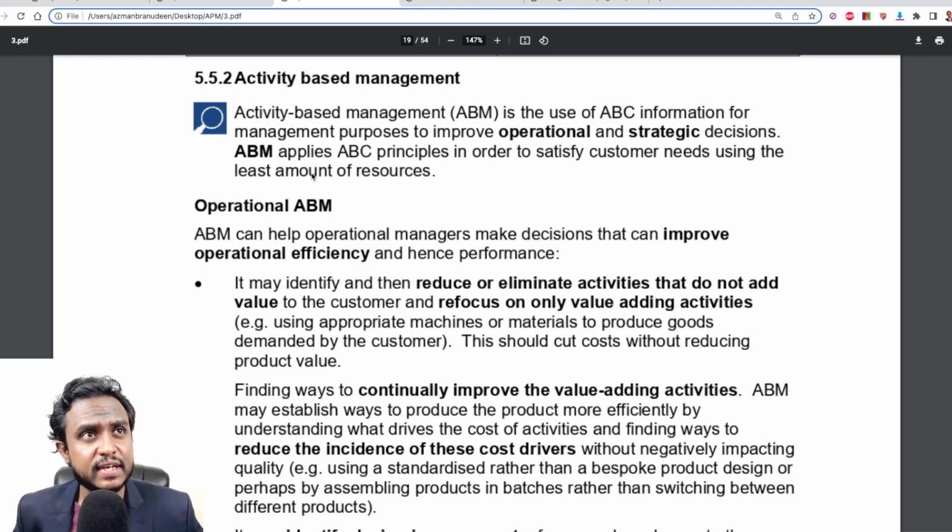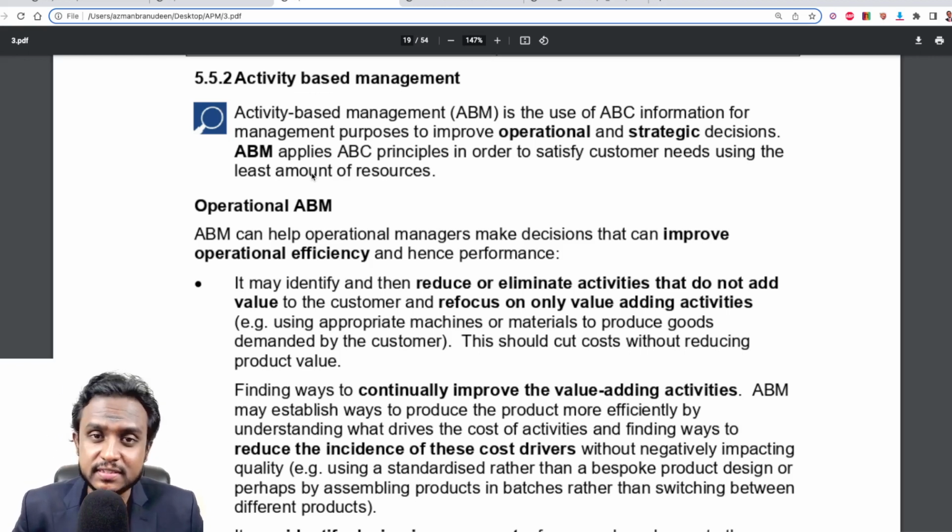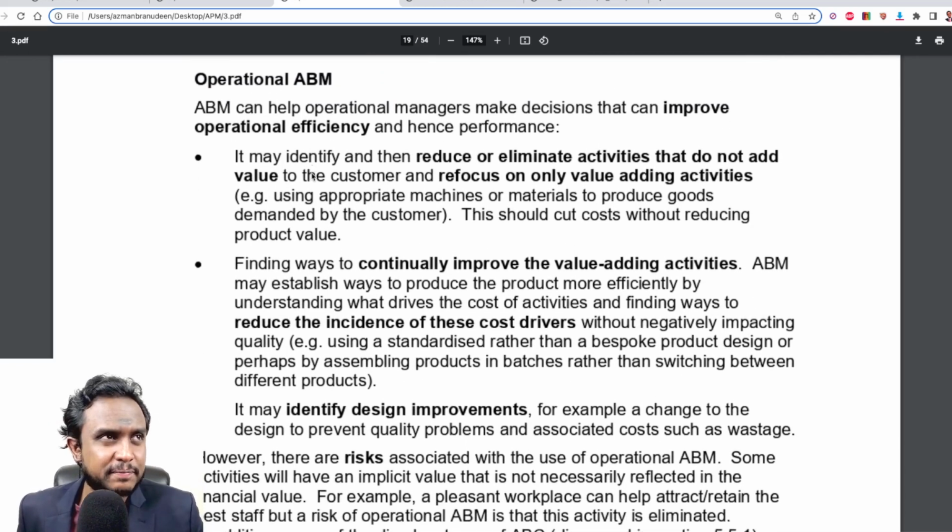The technical definition is the use of ABC information. ABM is the use of ABC information, which is the activities and the cost drivers and the driver rates, for management purposes to improve operational and strategic decisions. ABM applies ABC principles in order to satisfy customer needs using the least amount of resources. You try to do it as efficiently, as economically as possible, even though there are practical challenges to it.